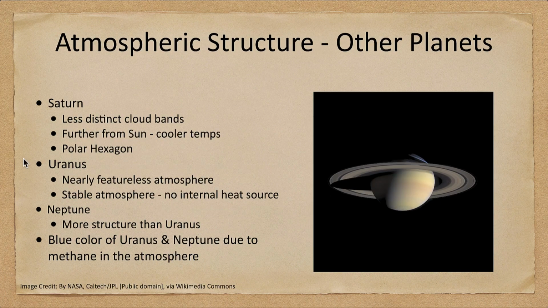Well, let's take a look at Saturn. What we see with Saturn is a similar type of structure but we see it less distinctly. You can see lighter and darker bands there. But because Saturn is further from the sun, temperatures are cooler and the cloud layers are buried deeper in the atmosphere under more haze, and that makes it harder to see them.